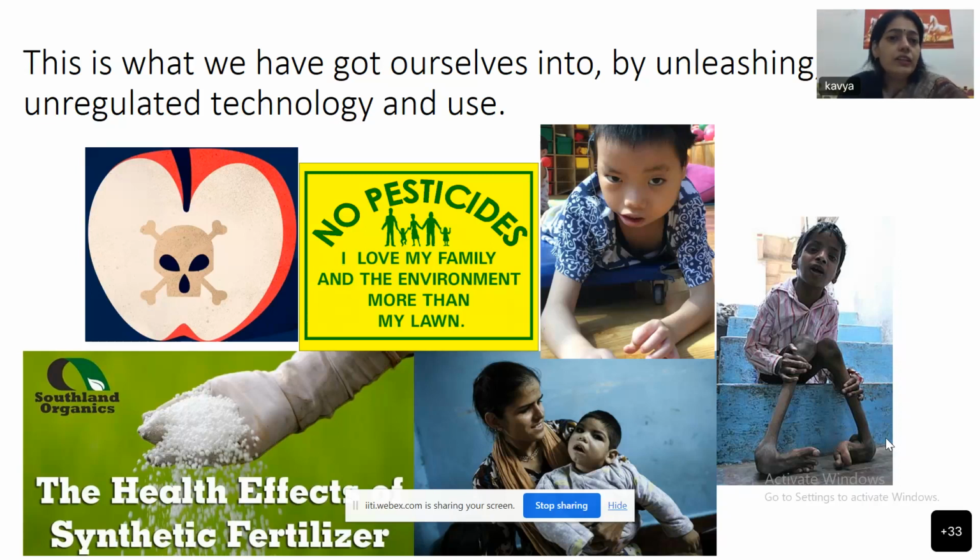There is a district in India, in Kerala, known as Kasargod. That district is known for generations upon generations producing deformed children. And who is responsible for it? Perhaps the technology developers, the technology regulators, the technology applicators, and the technology users, because we use the technology without realizing the impact of it. And now we are holding a very big signboard saying, I love my family and the environment much more than my lawn. But it means nothing because the damage is already done.